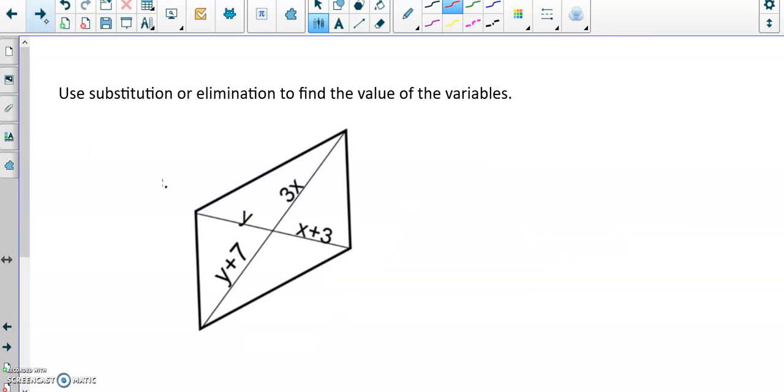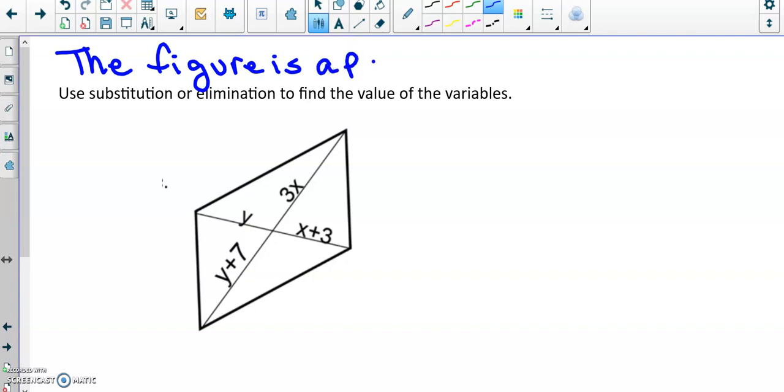Okay, last one. Here we have to remember what we learned in pre-algebra and algebra 1 about substitution and elimination. So we're going to use our theorem that says the diagonals of a parallelogram bisect each other. We do need to know that this is a parallelogram, so I should add that. That's very important. The figure is a parallelogram. Never assume that. You have to be told that or given that.